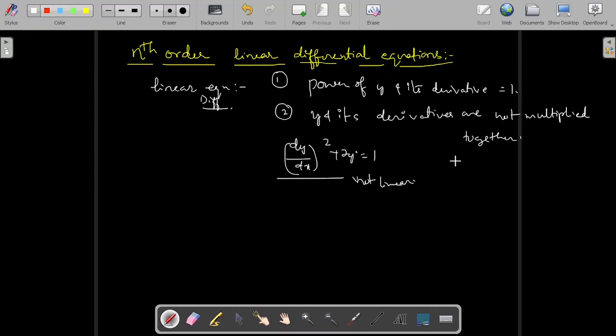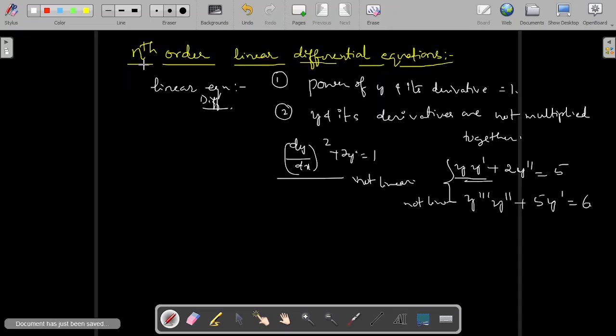In the second condition, for y and its derivatives, say for example y' plus 2y'' equal to 5. In this case, look here, the dependent variable function and its derivative are multiplied together. Or if you have y''' into y'' plus 5y' equal to 0 or 6, here two derivatives are multiplied together. So in all these cases, these equations are not linear. To say any equation is a linear differential equation, these are the two main conditions.